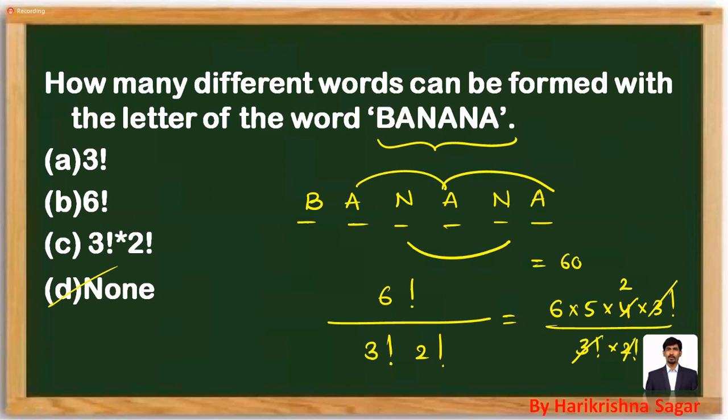Six factorial is not the answer. It is six factorial divided by three factorial into two factorial. That we have to take because two N's are alike and three A's are alike. Look at the next question, which is available on the screen.